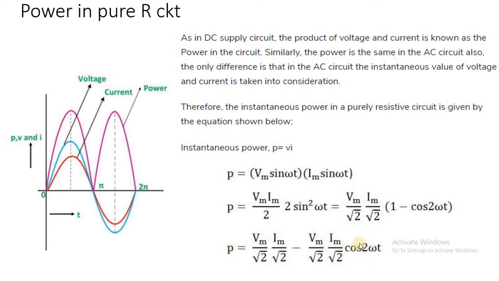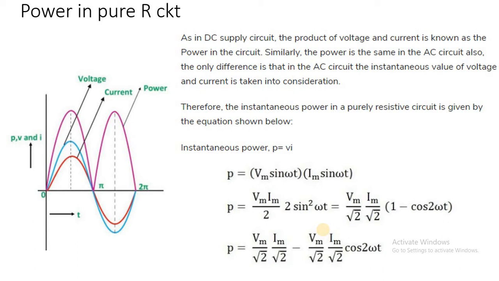Now this cos 2 omega t term is a very unique term. First of all, it is a cosine component, and along with the cos, the term 2 is multiplied with omega t. As the 2 multiplies omega t, its angular frequency is doubled. So this second term component is called a double frequency component. Why is it called a double frequency component? Because 2 omega t is coming, so 2 times omega t means it is called a double frequency component.